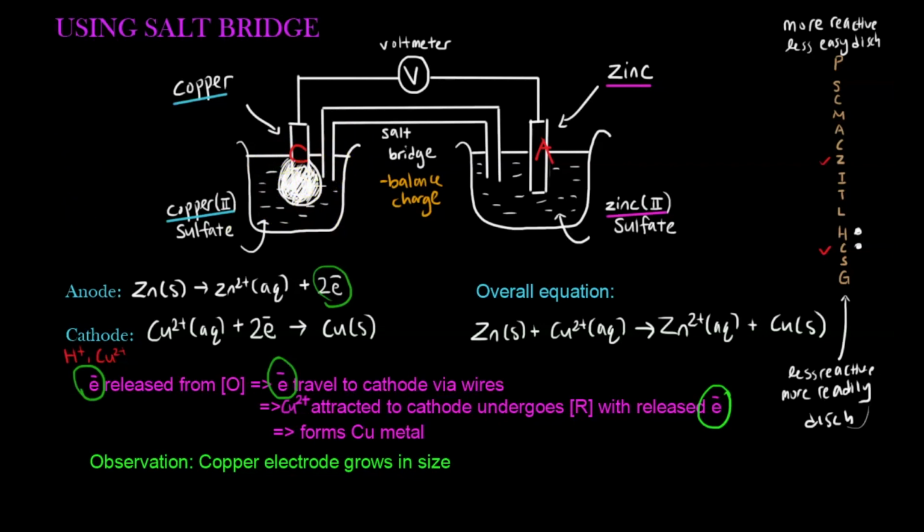So maybe I just do a quick recap here. Electrons released from the anode go up here, then come to the cathode, and the voltmeter will give you a voltage. At the cathode, there are two kinds of ions being attracted here, H+ and Cu2+. But we choose Cu2+ to undergo reduction because of the reactivity series. Cu2+ is more readily discharged than H+. Undergoing reduction means taking in two electrons to form Cu solid, which gets deposited on this electrode here, and that's why it grows in size.